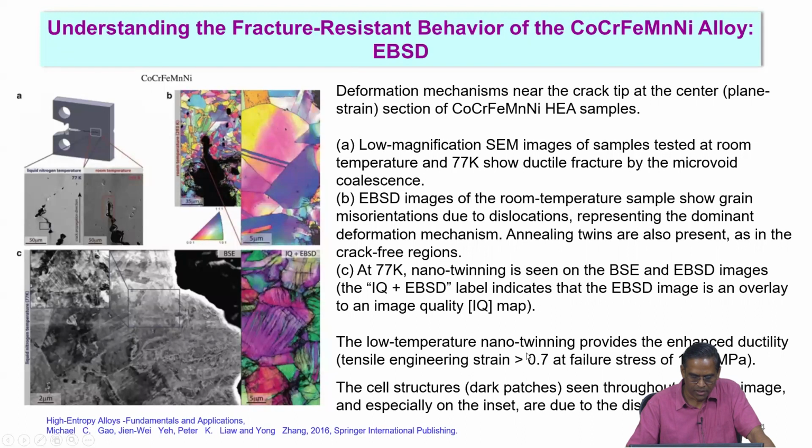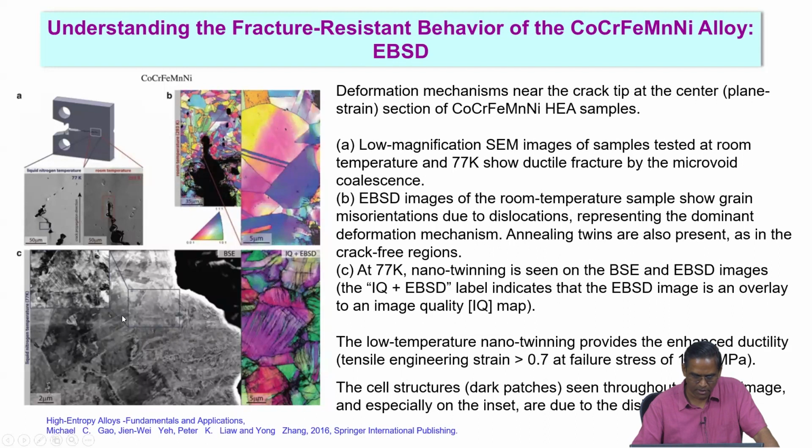So the low temperature nano twinning provides enhanced ductility. The engineering strain is more than 0.7 at failure, at a stress of 1280 MPa. So this is one mechanism we are able to see, capturing the nano twinning. We will come to that discussion, why nano twinning enhances the toughness.